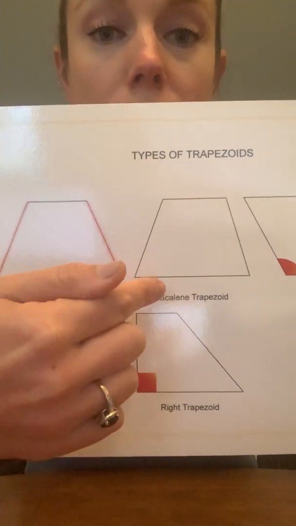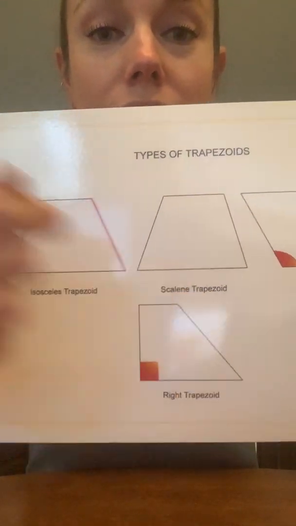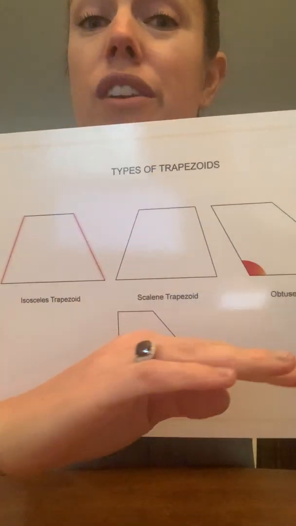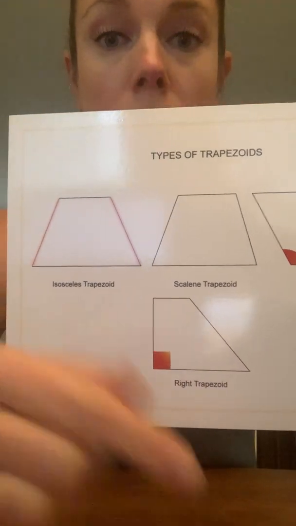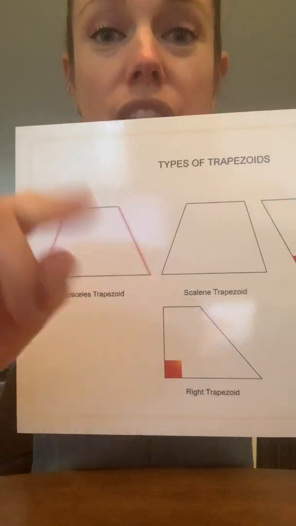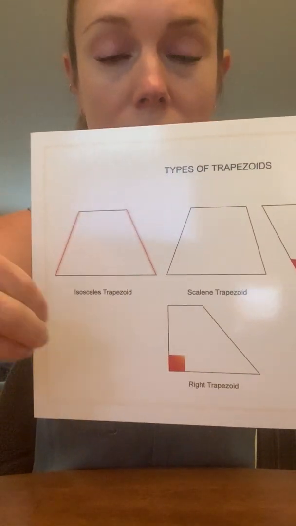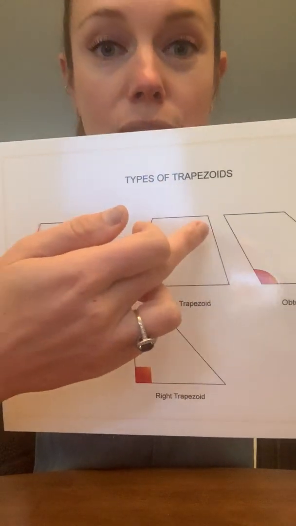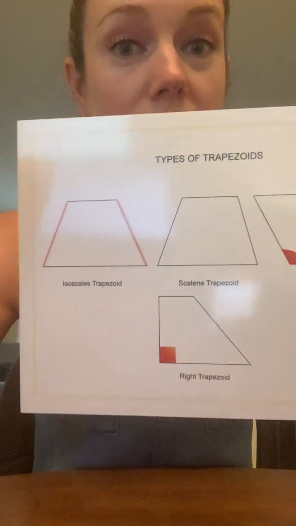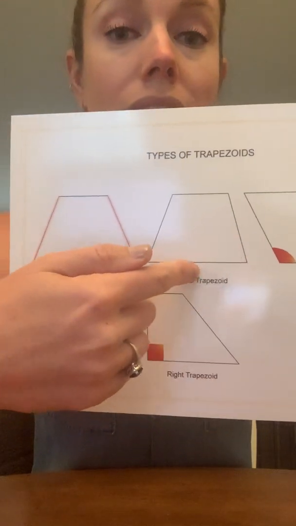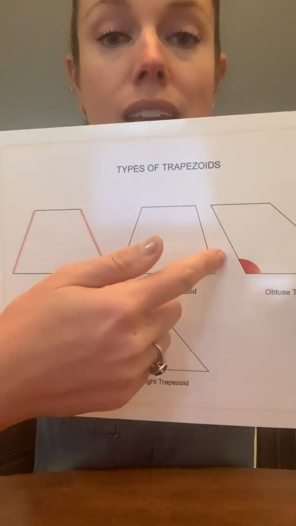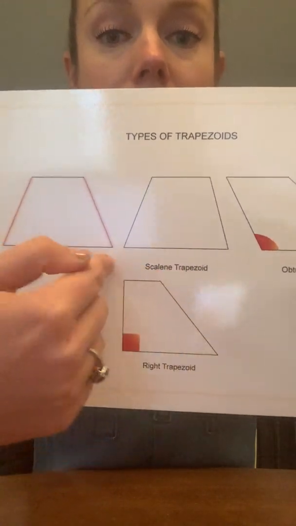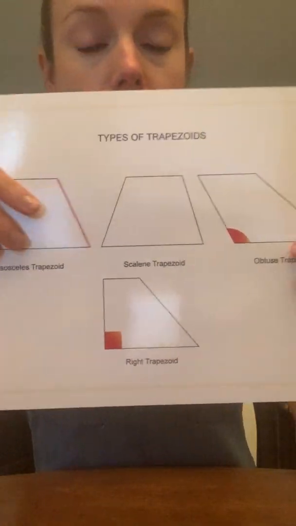So first we have our isosceles trapezoid. Then here we have our scalene trapezoid. You might remember that scalene means that none of the sides are the same length. So in our isosceles trapezoid, there are 2 sides that are the same length. In our scalene trapezoid, none of these sides would be the same length. If we were to get out a ruler, we would see that none of them were the same. So we call that type of a trapezoid a scalene trapezoid.